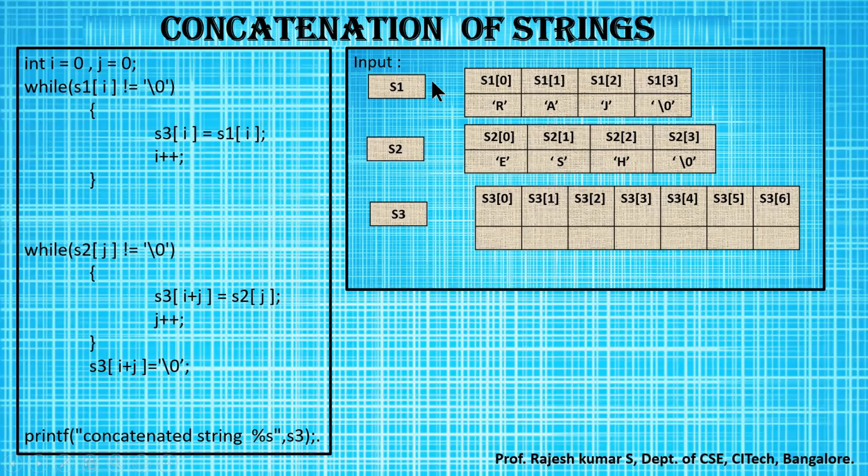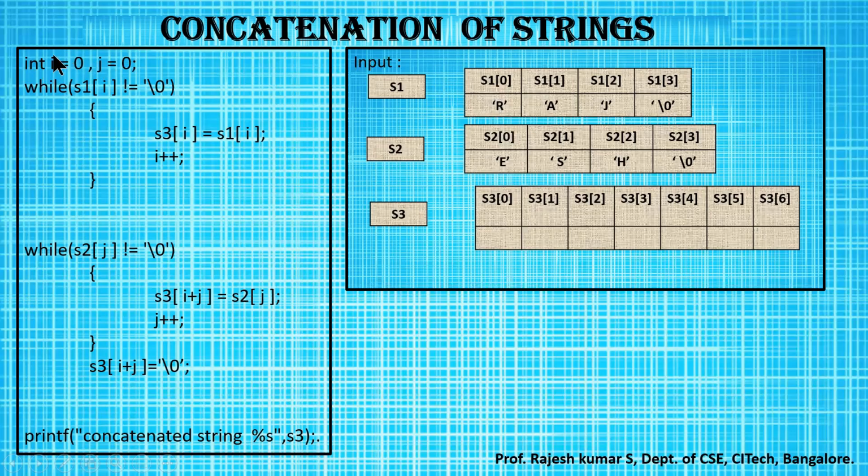So what is the logic behind this program and how does it work? Let us see. I'm using two variables here, the I variable and the J variable, since we have two arrays. The I variable is initialized with the value 0. J is also initialized with the value 0, because an array always starts with index 0.